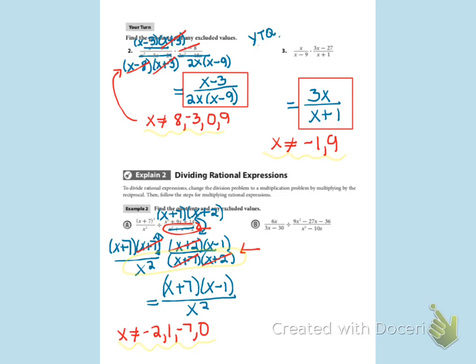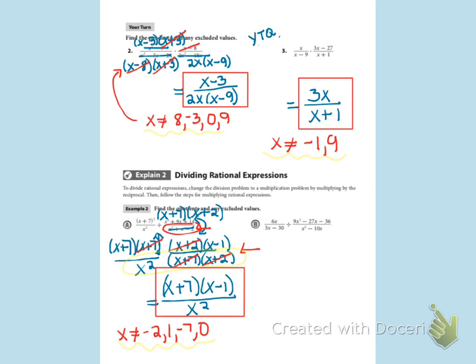And our quotient turns out to be x plus 7 times x minus 1 over x squared. And we'll try one more together before we assign a couple of your tries.